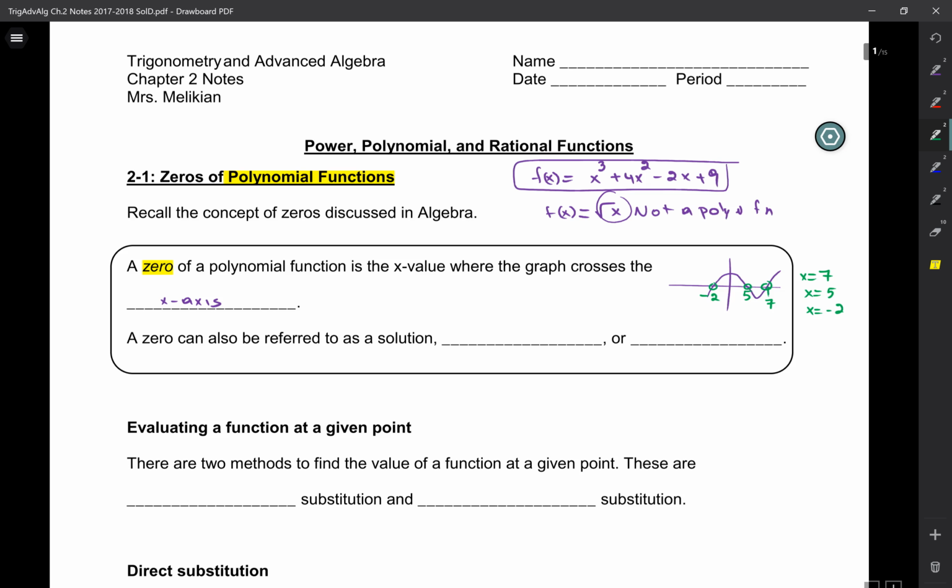Now, there are other words for zeros, and those are solution, x-intercept, or root. All right, so when I say find the roots, find the x-intercepts, find the solutions, find the zeros, I'm talking about the same thing. Okay?